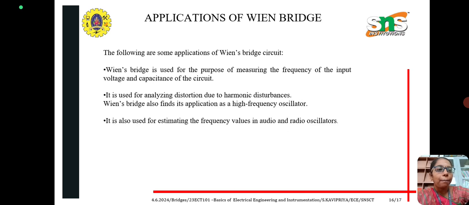As far as applications are concerned, the Wien bridge is used for measuring the frequency of an input voltage and the capacitance of the circuit. It is used for analyzing distortion due to harmonic disturbance. It also finds application in high frequency oscillators. It is used for estimating the frequency values in audio and radio oscillators.